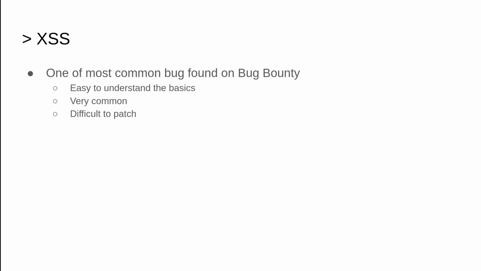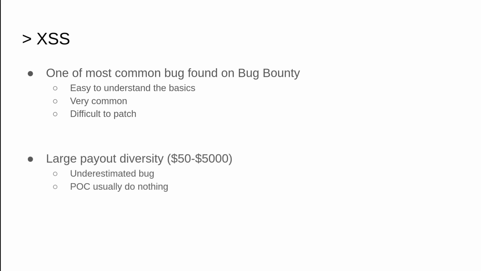The second thing that got my attention is that there is a large payout diversity between XSS. On some programs you will get paid $50 and on others $5,000. But even on the same program you can see XSS ranging from very low payout to very large. So why is this? I think XSS is often underestimated by program managers and developers. And why is it underestimated?